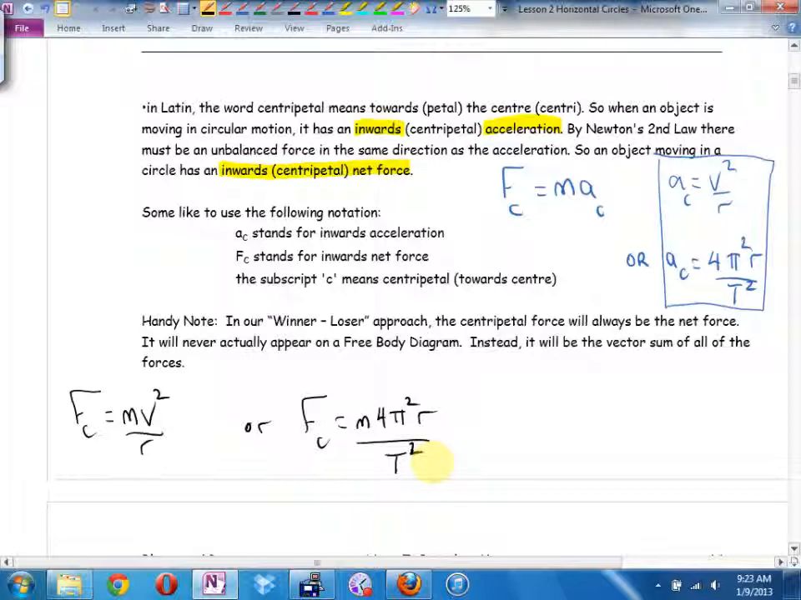How do I know which one to use, Mr. Duick? It really depends on what information they give you in the question. If they give you the speed, use the first one. If they tell you how long it took to go around once, the period, use the second one.